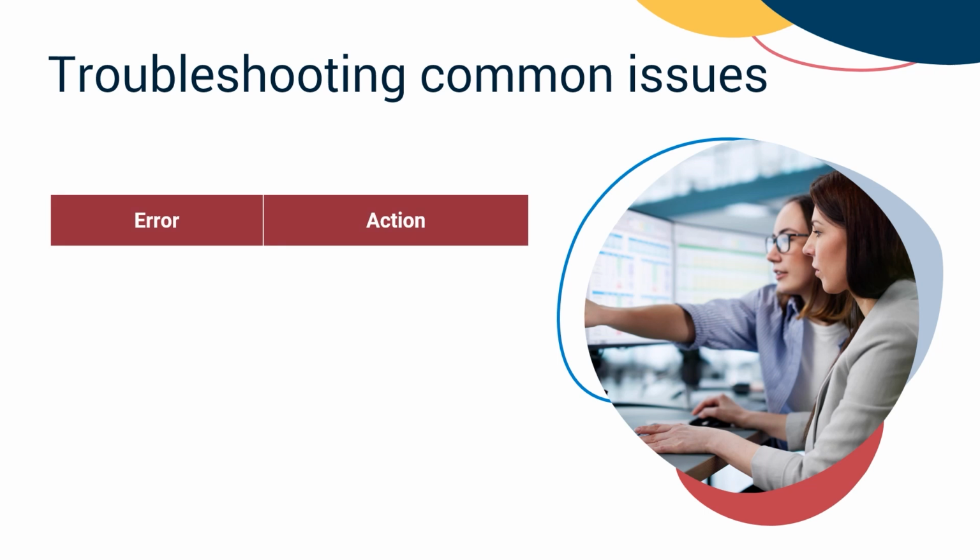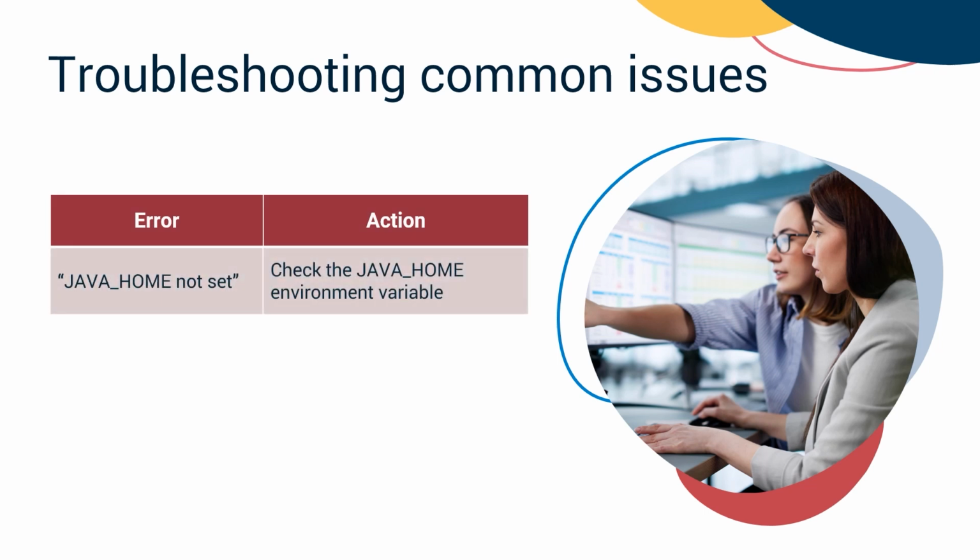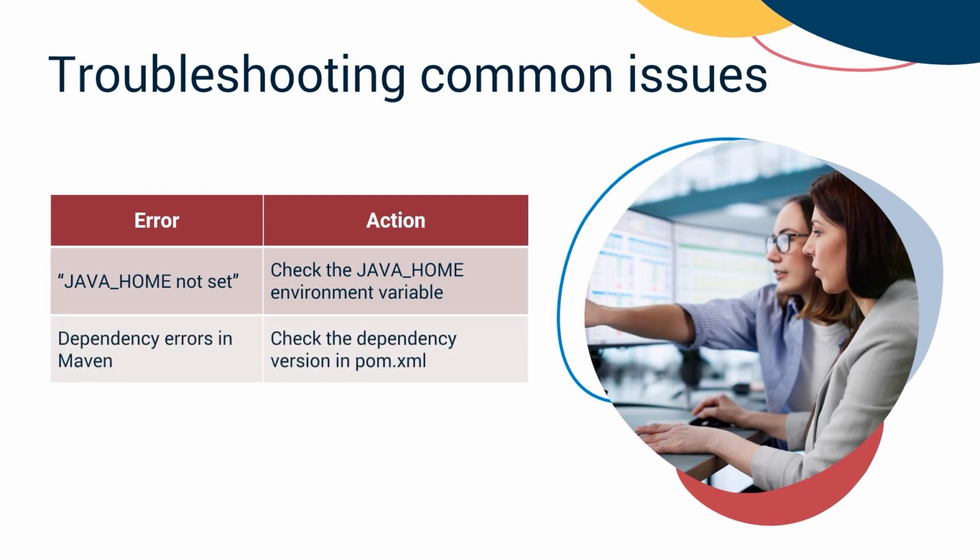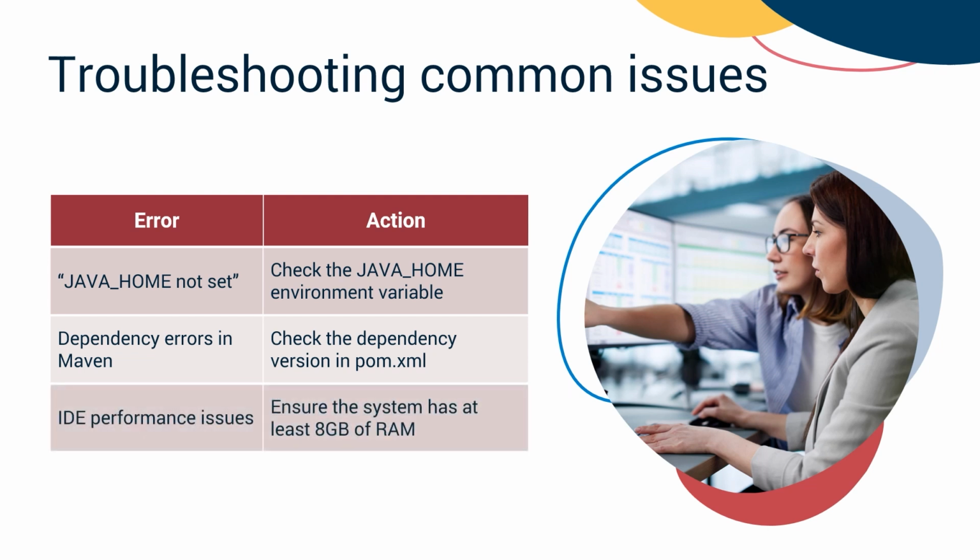Next, let's look at how to troubleshoot some of the common issues. If you see the error JAVA_HOME not set, ensure you've set the JAVA_HOME environment variable correctly. If you encounter dependency errors in Maven, check if you've added the correct dependency version in the pom.xml file. In case of IDE performance issues, ensure your system has enough resources to process data. It is recommended that you have at least 8 GB of RAM on your system.